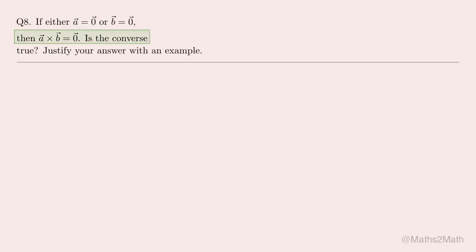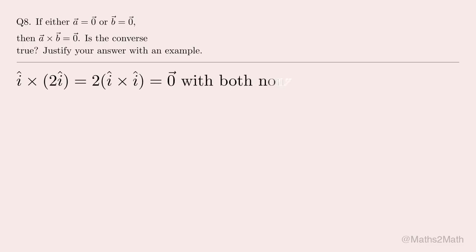Question 8. The cross of parallel non-zero vectors also vanishes, so the converse fails. Take a as i hat and b as 2 i hat, both non-zero and parallel, and the cross is 0. The converse is false.